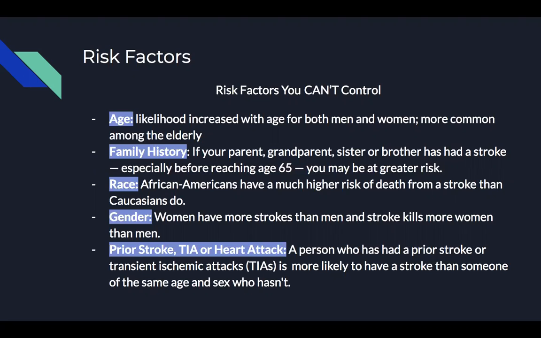A prior stroke, TIA, or heart attack: a person who has had a prior stroke has a much higher risk of having another stroke than a person who has never had one. A person who's had one or more TIAs is almost 10 times more likely to have a stroke than someone of the same age and sex who hasn't.